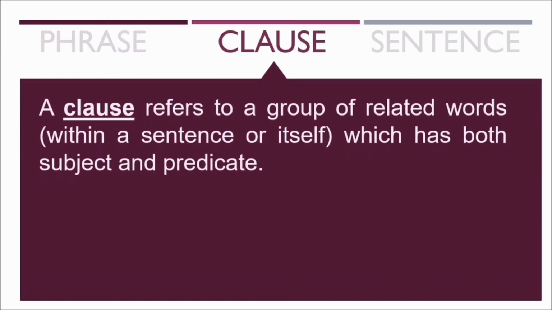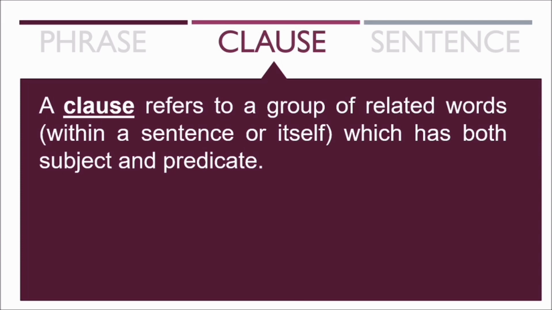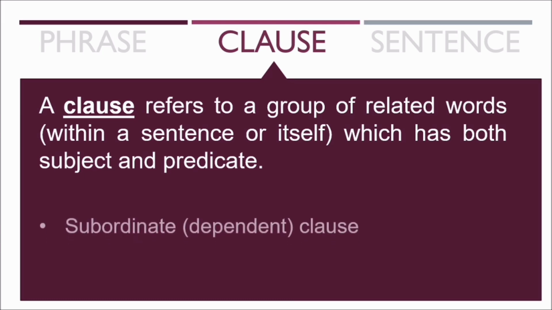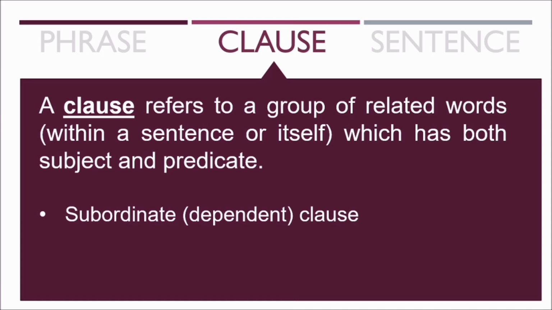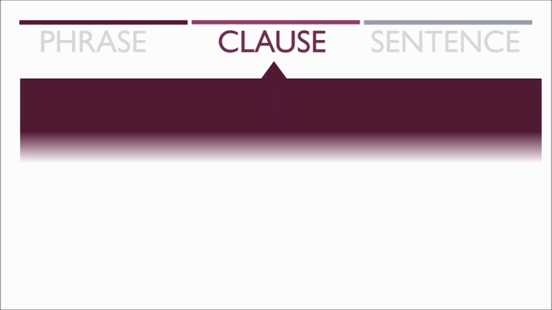Now let's go to our clause. Unlike your phrase, your clause refers to a group of related words within a sentence, or it could be the sentence itself, which has both the subject and predicate. It only means that this is a group of words wherein you can now find both the subject and the verb present together, okay? Now, generally we have two types of clause, the subordinate clause or dependent clause and the main or independent clause. Now, let's talk about first subordinate clause.